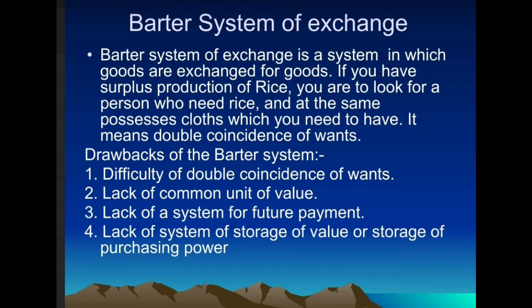There are four difficulties of this barter system. First one is difficulty of double coincidence of wants. Second one, lack of common unit of value. Third one, lack of a system for future payment. The next, lack of a system of storage of value or storage of purchasing power. So all these are the important main drawbacks or shortcomings of this barter system.